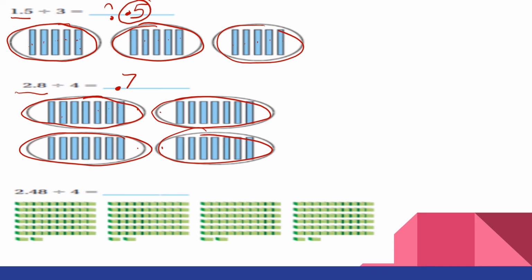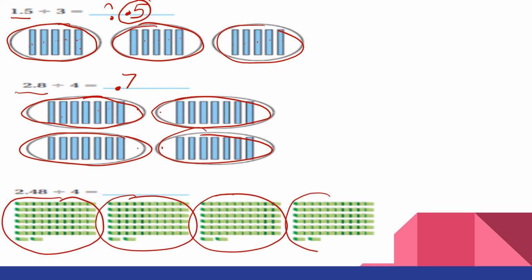And last, we got 2 wholes and 48 hundredths divided by 4. So I see I've got 1, 2, 3, 4 groups. There are 248 hundredths here if I counted them all. So how many are in each group? So I've got 1, 2, 3, 4, 5, 6 rows. 1, 2, 3, 4, 5, 6, 7, 8, 9, 10. That's 60 plus 2 gives me 62 hundredths.